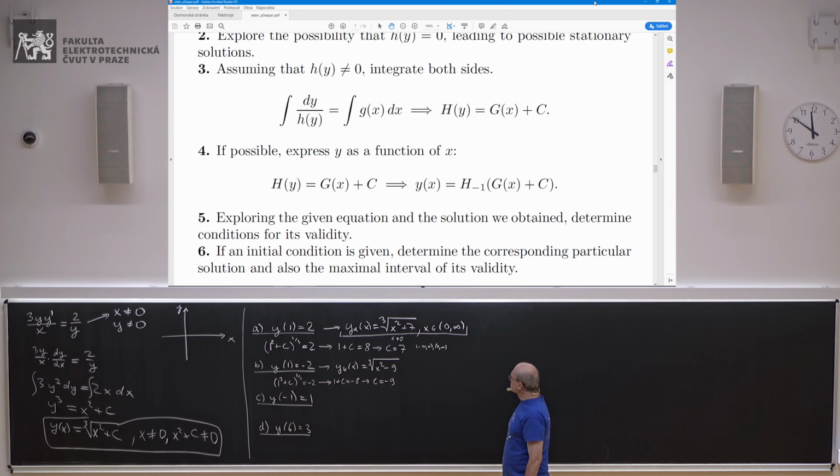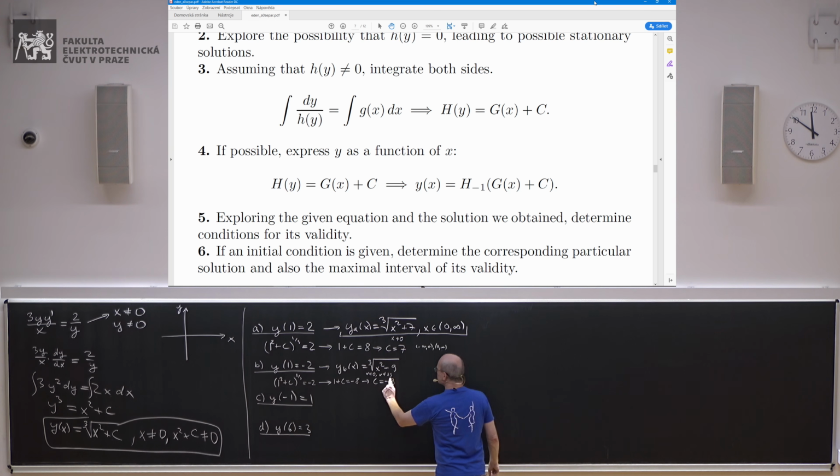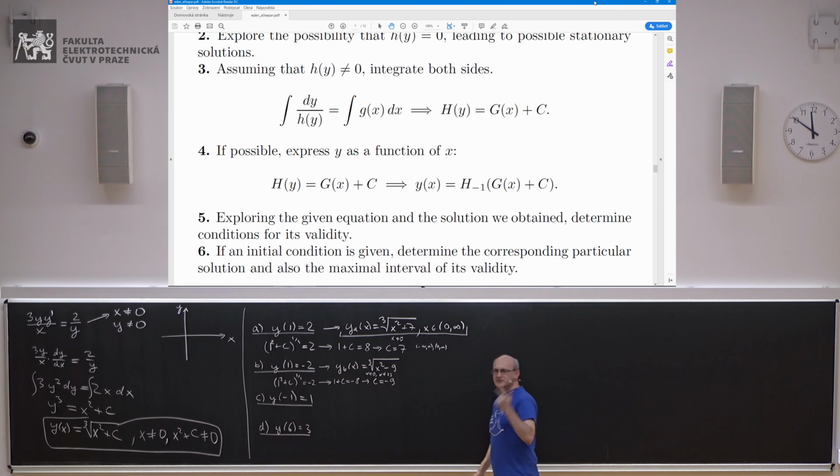What are the restrictions? Good question. X should not be 0, but also x squared minus 9 should not be 0. So x is not plus or minus 3. Okay, so what are the options? There are 3 values which are forbidden: 0, 3, negative 3.